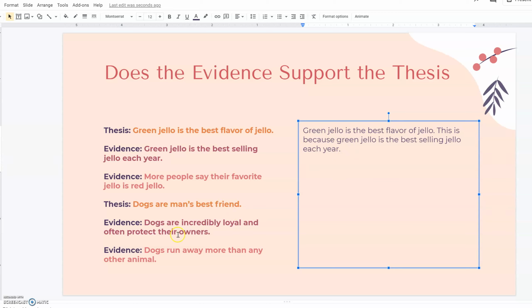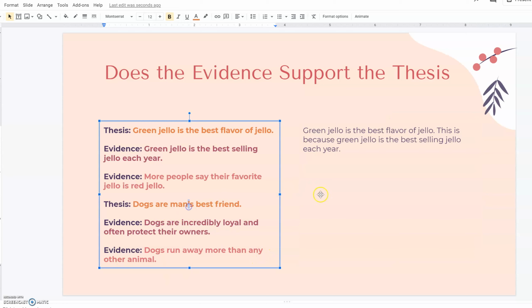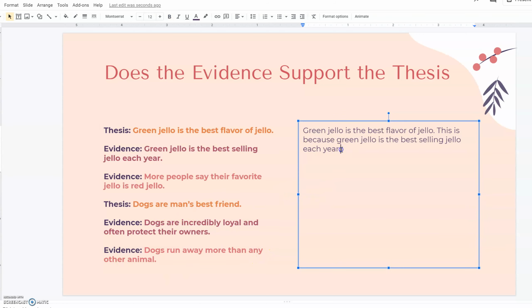All right, how about this? Dogs are man's best friends, right? Dogs are incredibly loyal and often protect their owners. Dogs run away more than any other animal. So if this is my thesis, dogs are man's best friend, which one of these two pieces of evidence do I want to include? Yeah, so this is because dogs are incredibly loyal and often protect their owners. Very good, right? Because this one proves this one to be true. And that's kind of what we mean by supports the thesis. The evidence helps prove this to be true.